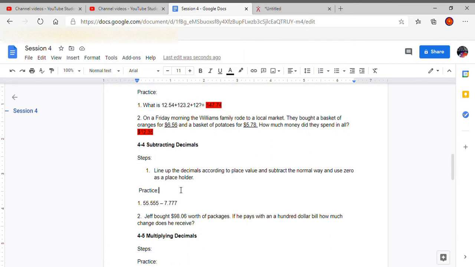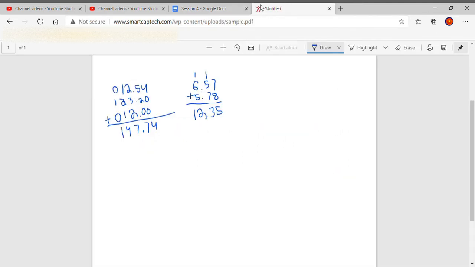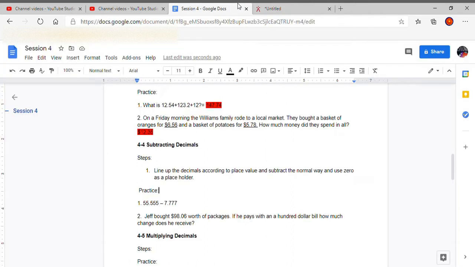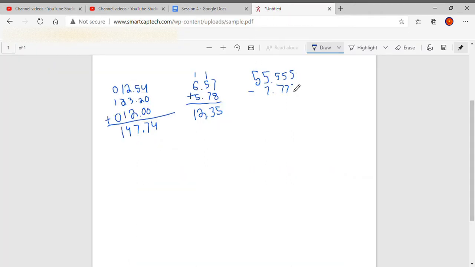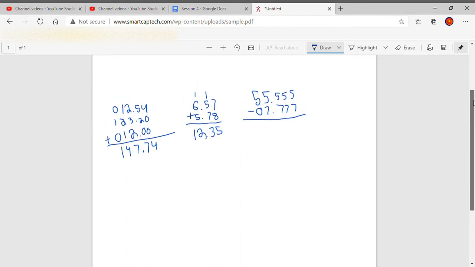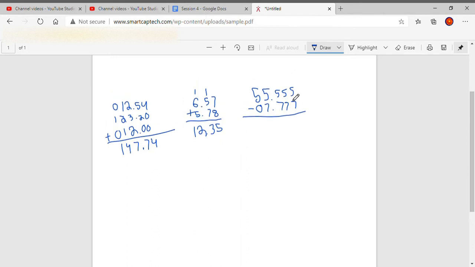55.555 minus 7.77. So, this one's a very long one, but like funny numbers. Lined up according to place value, 0 is a placeholder. Now let's subtract. So we need to borrow from this number.